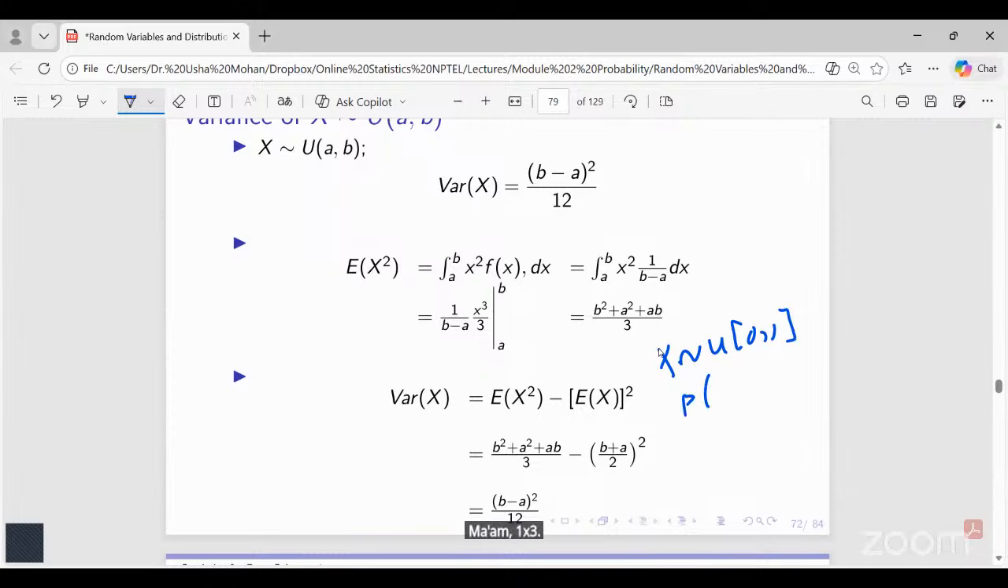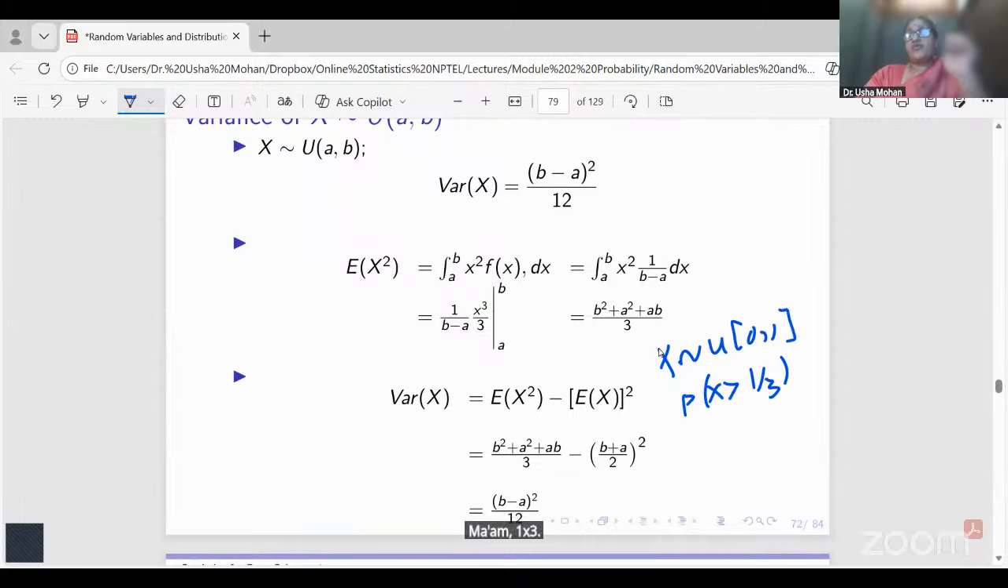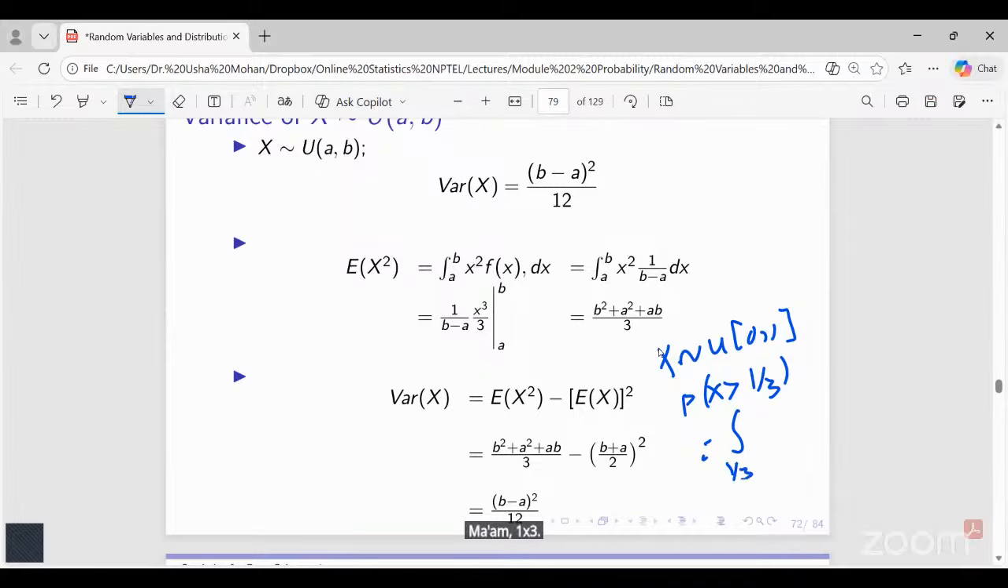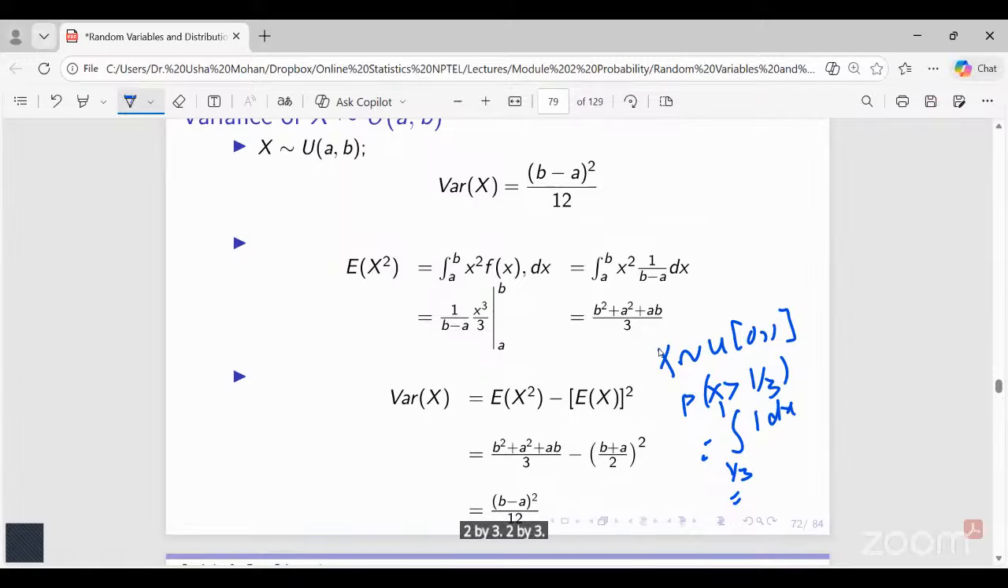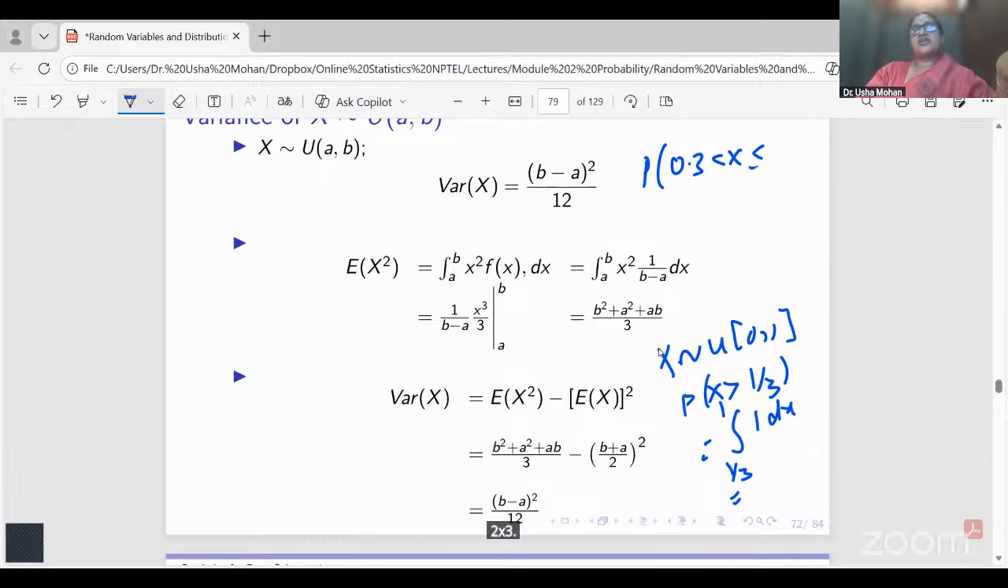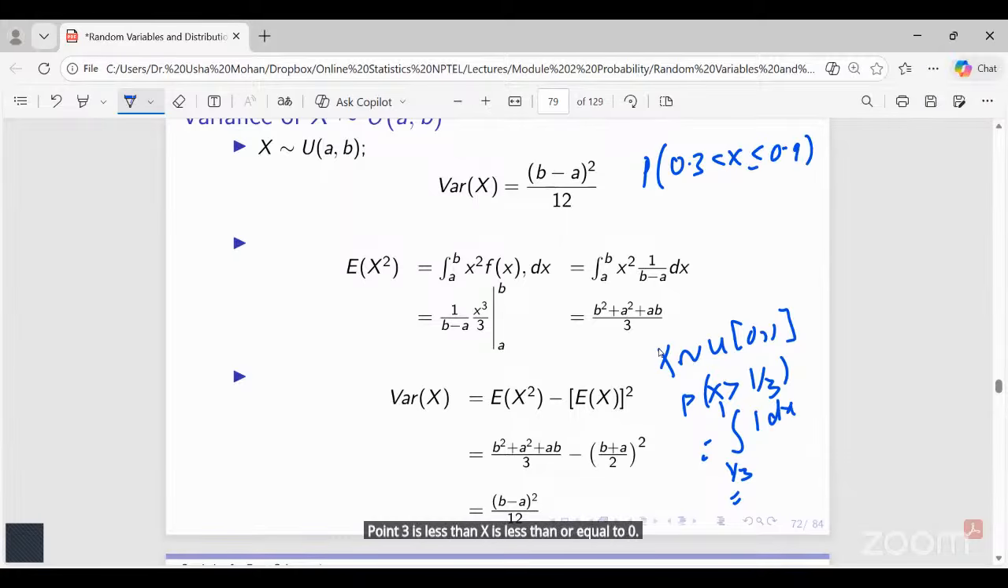I want the probability x is greater than 1 by 3. What would it be? It would be the integral from 1 by 3 to 1 of dx, right? What would this be? 2 by 3. What is the probability 0.3 is less than x is less than or equal to 0.9? It should be 0.6. Is that clear?